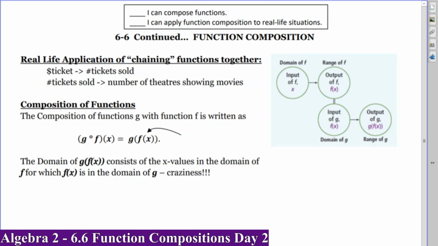So, tickets sold or dollars, how much money per ticket, and then number of tickets sold. And then we can connect the number of tickets sold to the number of theaters showing movies.